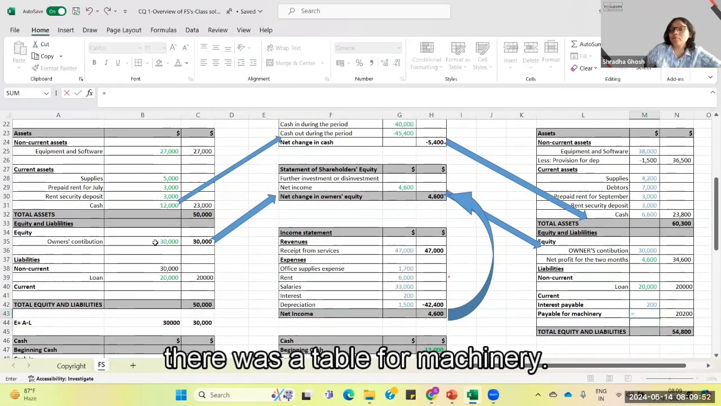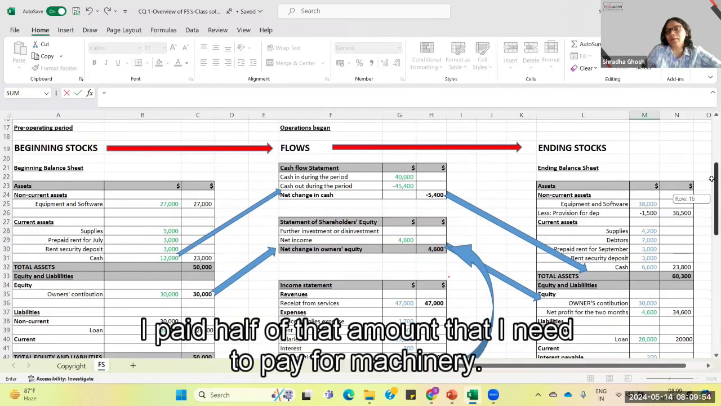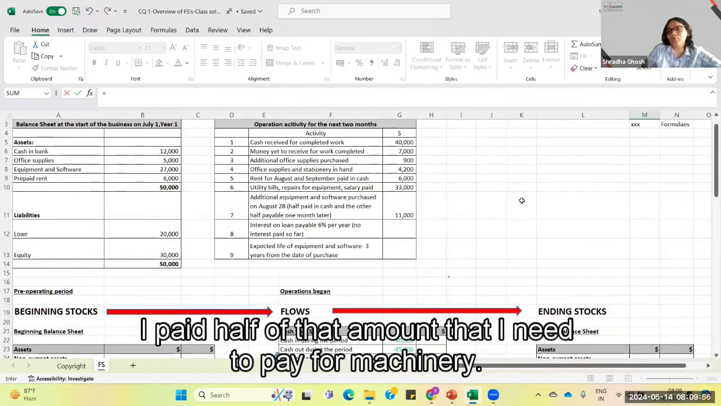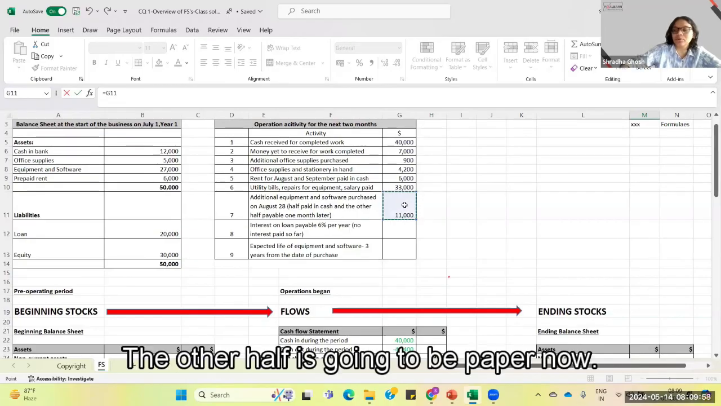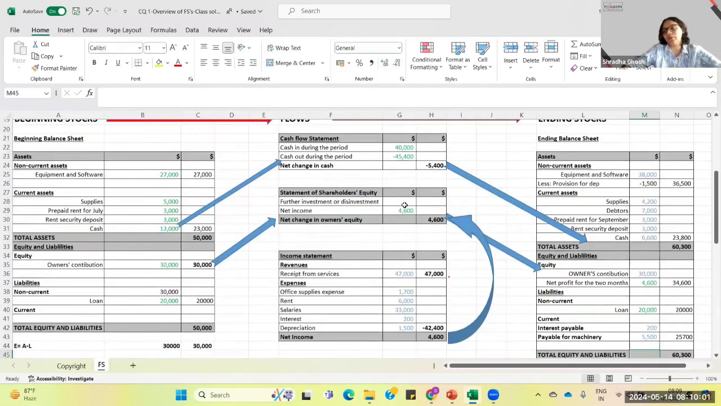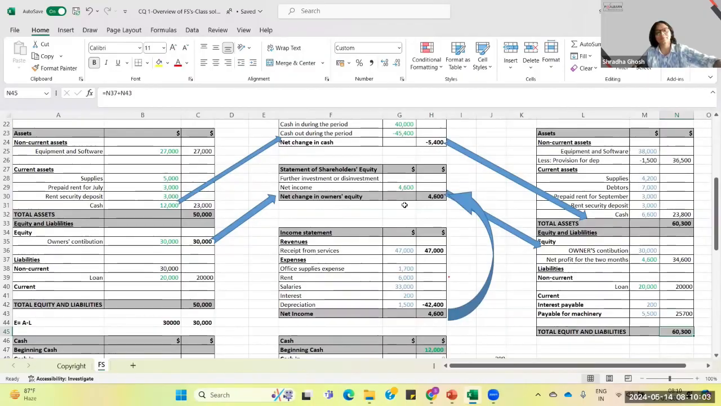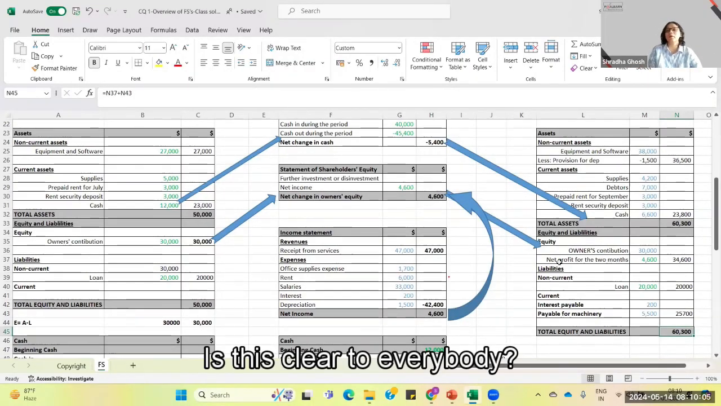And there was a payable for machinery. Do you guys remember? I paid half of that amount that I need to pay for machinery. The other half is going to be payable now. So my balance sheet tallies. Is this clear to everybody?